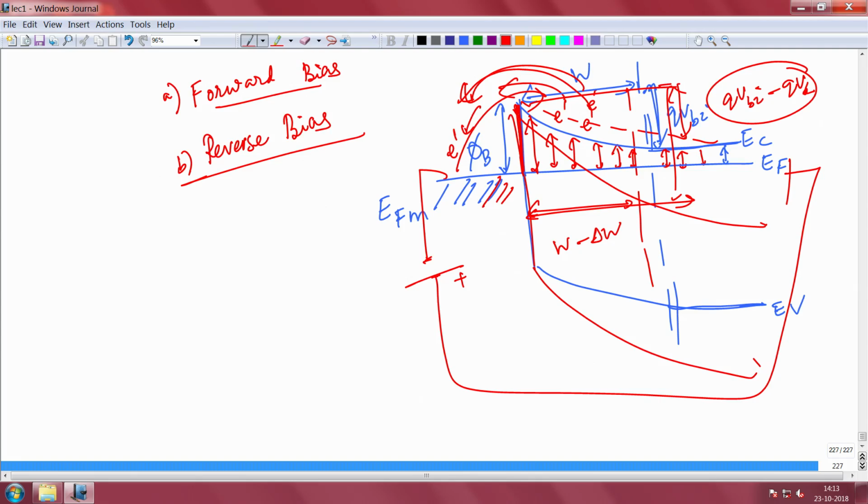So the objective now is to determine the magnitude of the current across the metal semiconductor junction. Okay, MS junction, metal semiconductor junction.